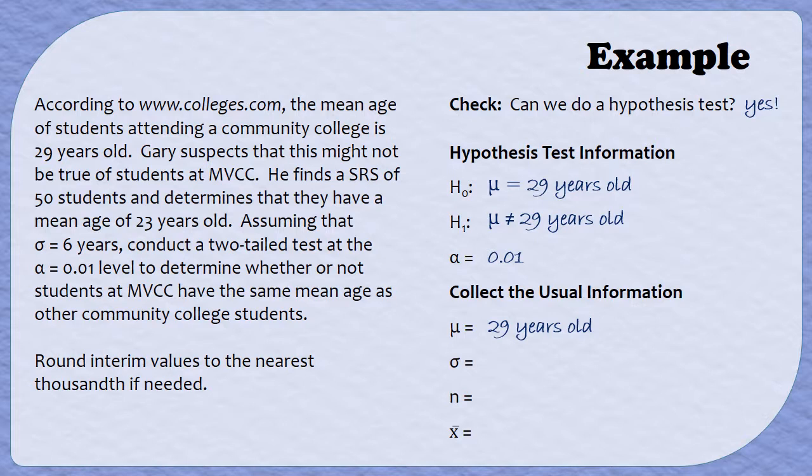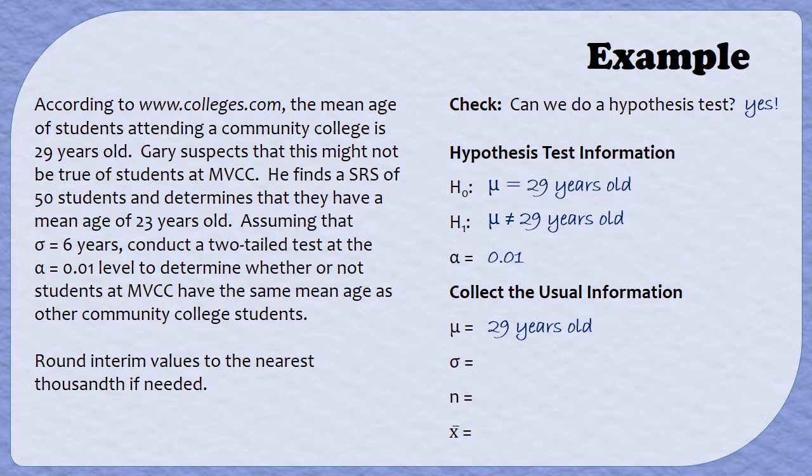So whatever number you use in the null hypothesis should be the same as the number you use in your alternate hypothesis, and it's going to be the same as the number you use for mu. So this is why we have 29 years old appearing 3 times already. It's the same in the null and the alternate, and that's what we're going to use as mu.